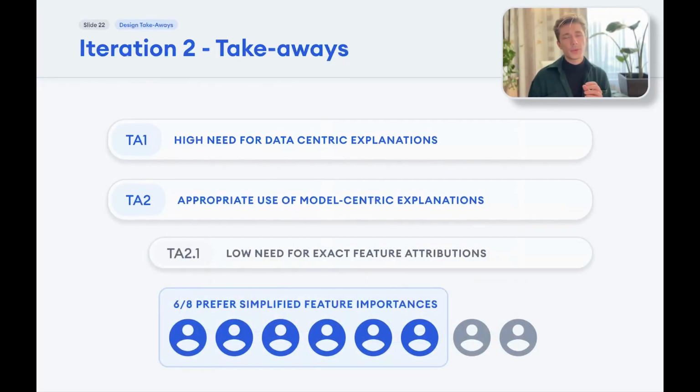In the second iteration, we also saw again this low need for the exact feature attributions. When we compared the simplified versus the elaborate feature explanations, we saw that 6 out of 8 users still preferred the simpler feature attributions, which again highlights the low need to exactly understand the model.